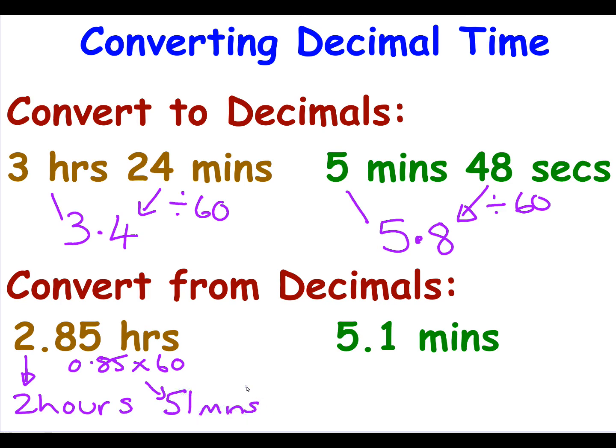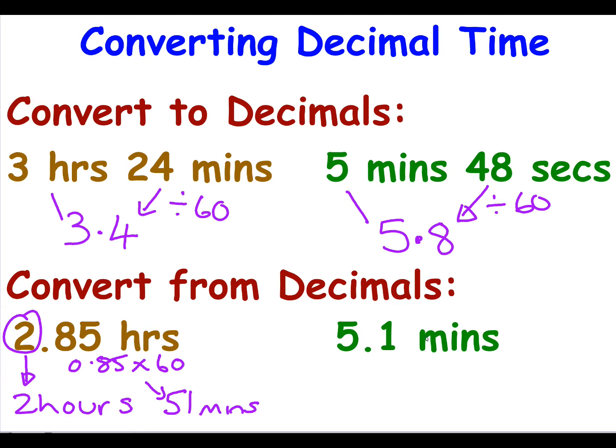So 2.85 hours is actually 2 hours and 51 minutes. Let's look at an easy one here. So we've got 5.1 hours.